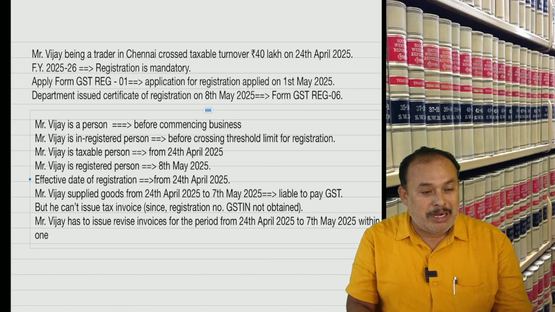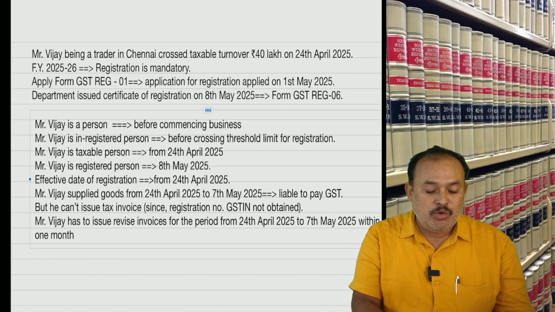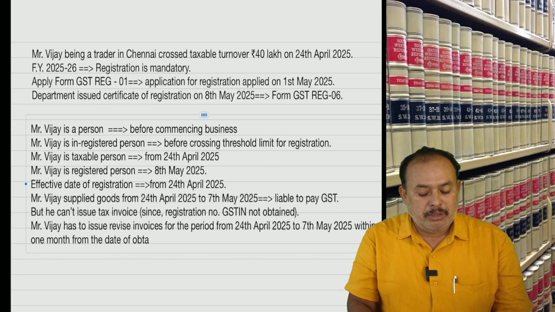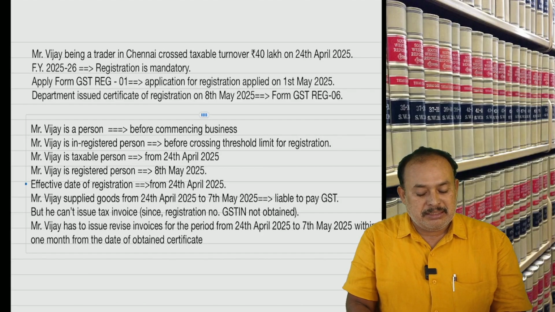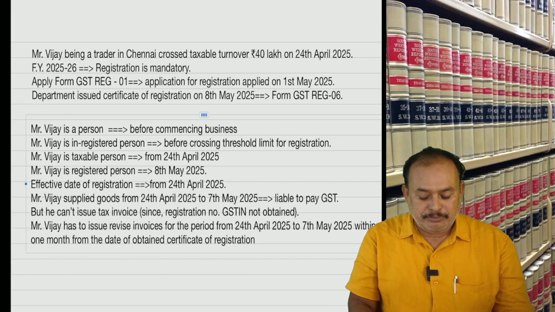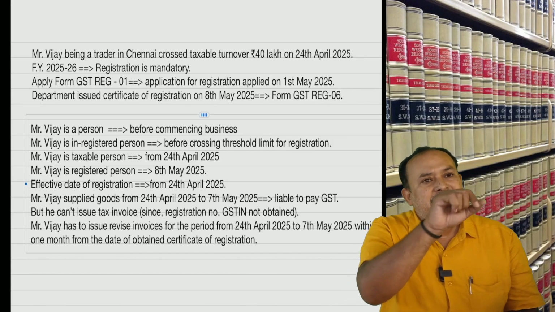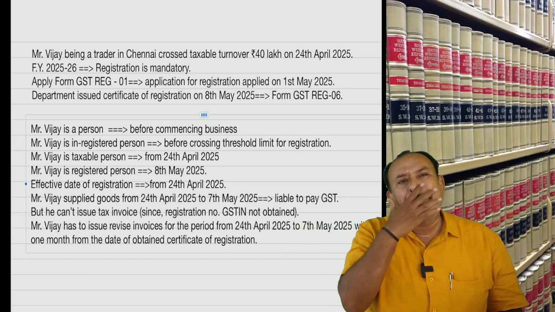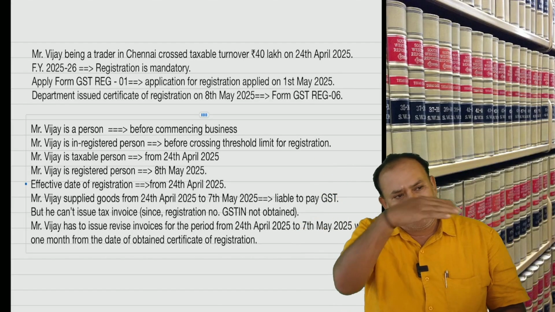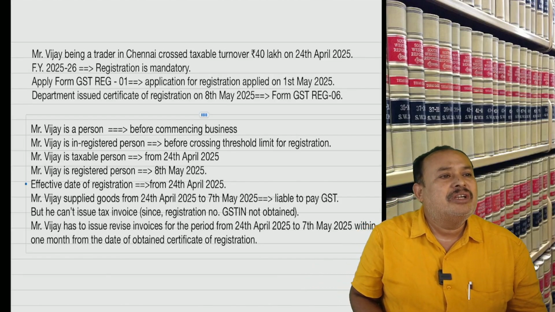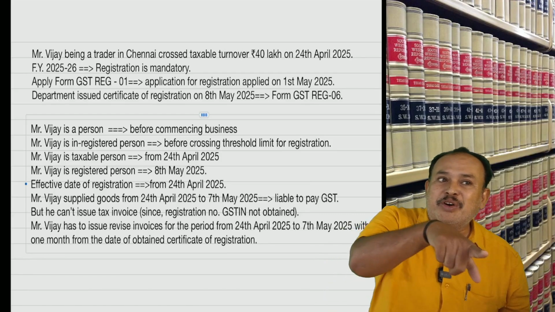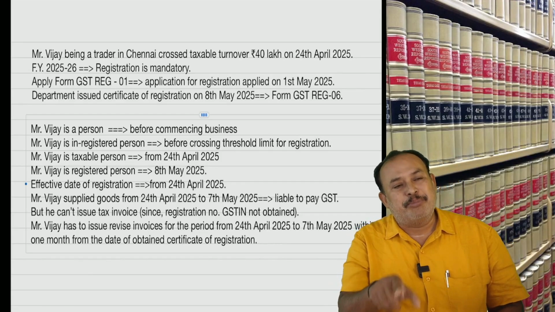Within 1 month. Very important, within 1 month from the date of obtained certificate of registration. That means 8th May you obtained it, no? Count, that means next month before 8th June, within that time period, you have to issue revised invoices for those supplies you made from 24th April to 7th May.